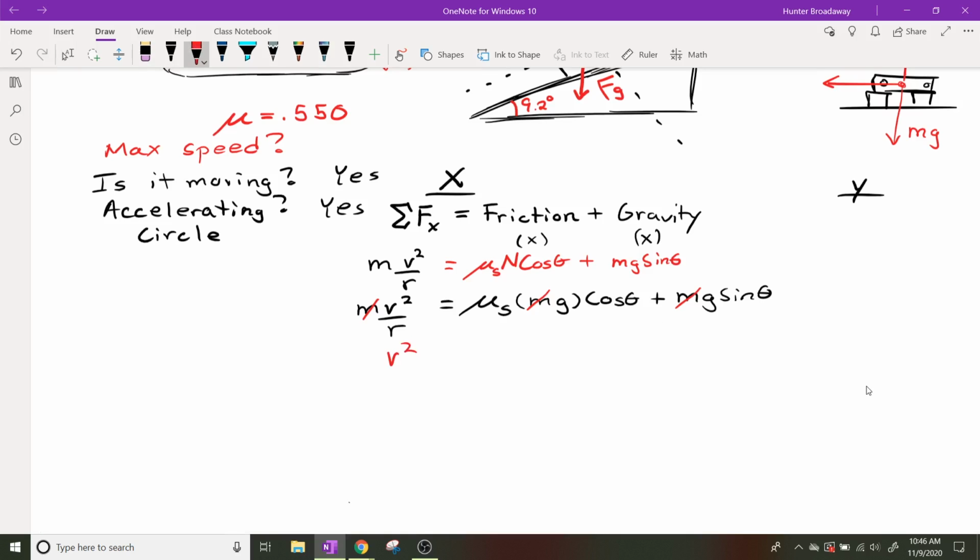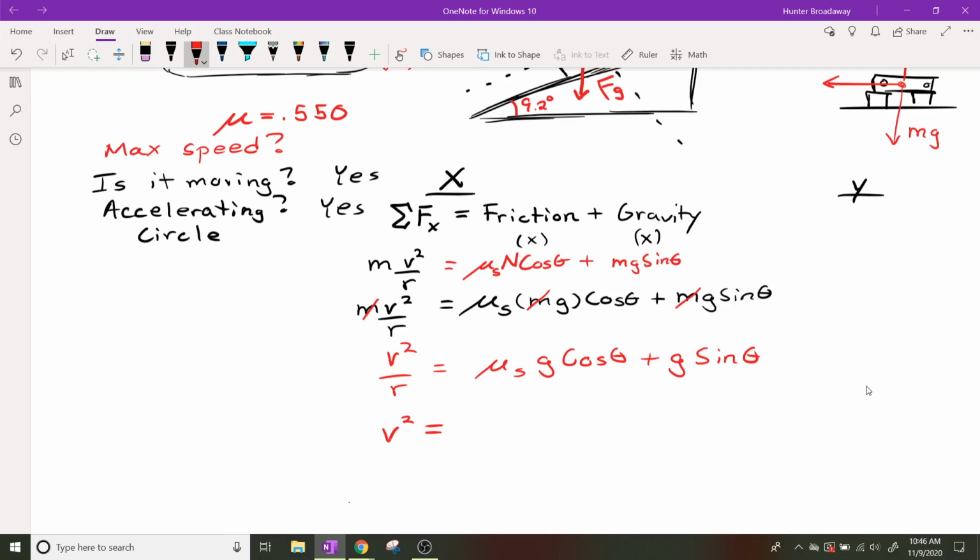So v squared over r. Let's go ahead and just get rid of the m's. It's mu sub s g cosine theta plus g sine theta. Looks like we need to multiply everything by r, right? So v squared. Hey, these have a g in common with each other. So they don't cancel, but I could do something if I was clever with algebra. I could pull it out. I'm going to undistribute it.